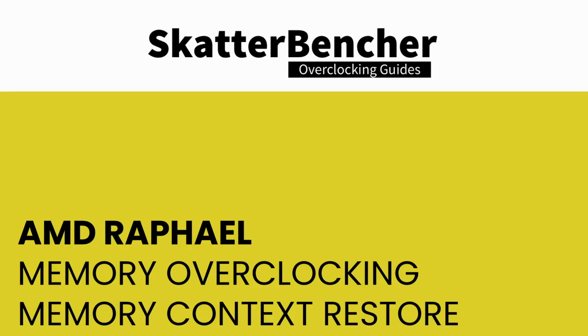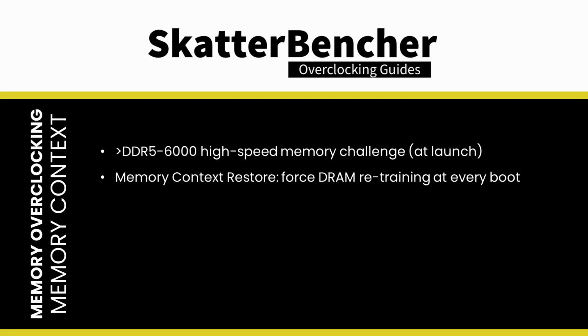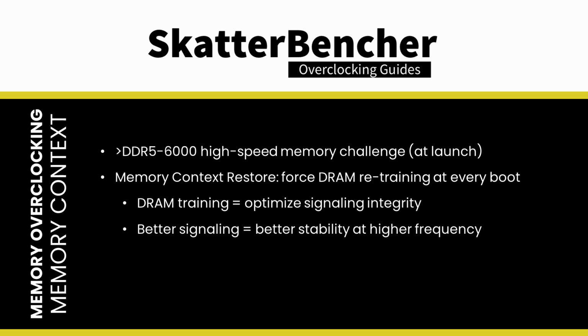Since it's AMD's first foray with DDR5 memory and DDR5 overclocking, I have no doubt that at the very beginning and at launch, there will be some issues with reaching those really high DDR5 frequencies. In order to increase your chance at a successful memory overclock, I recommend you disable one memory controller option called Memory Context Restore. Memory Context Restore enables or disables forced DRAM retraining at every boot. Training is a DRAM process that aims to optimize the signal integrity between the CPU memory controller and DRAM memory chips. Better signal integrity means better stability at higher frequencies.